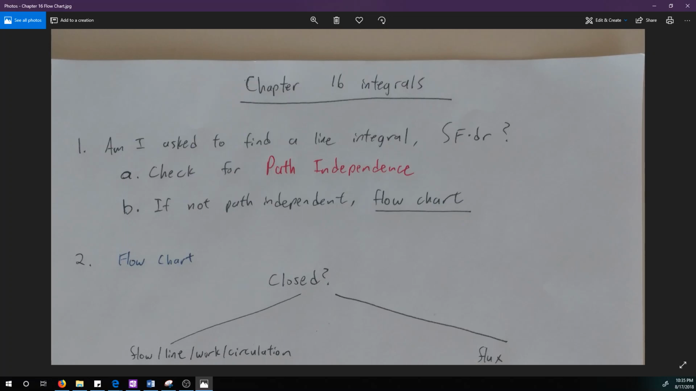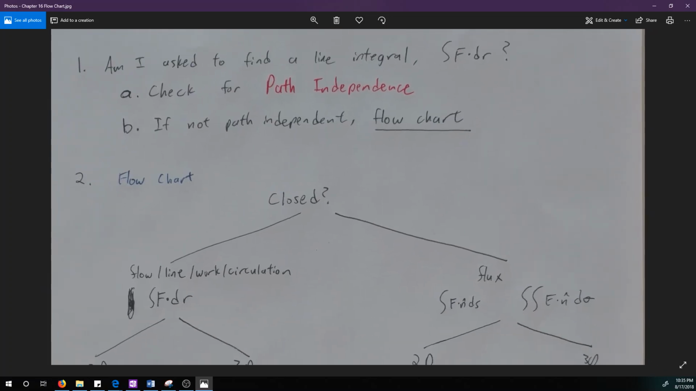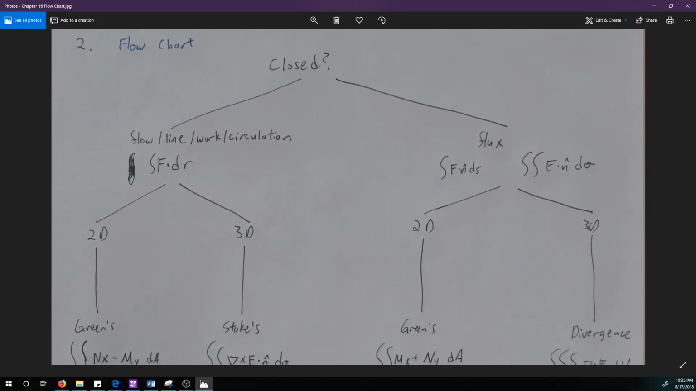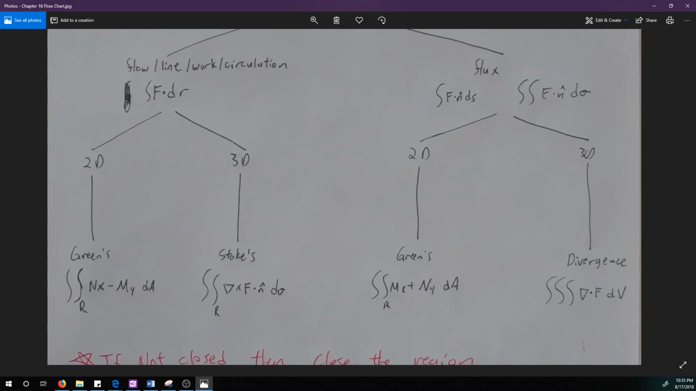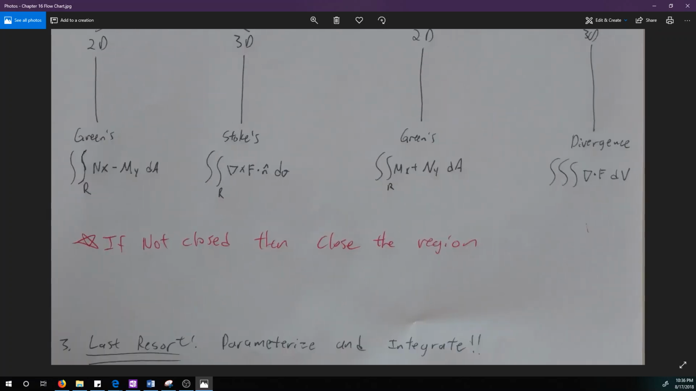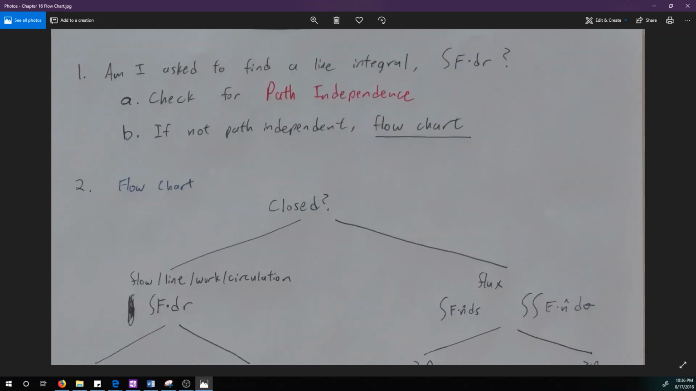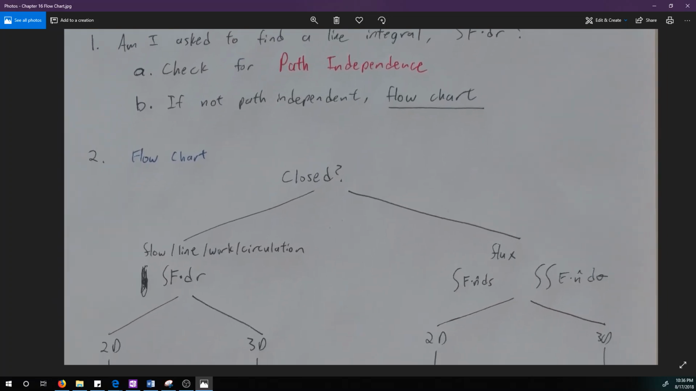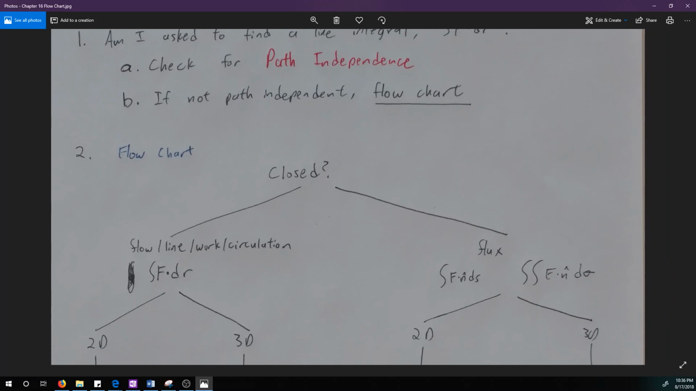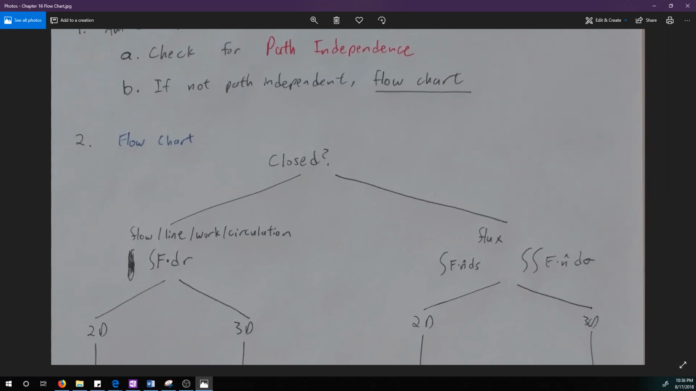So essentially, it shows you which theorem to work with, given your certain circumstances. So if you're asked to find a line integral, f.dr, check for path independence. If not path independent, then you want to use this flowchart. So here's the flow chart, right?